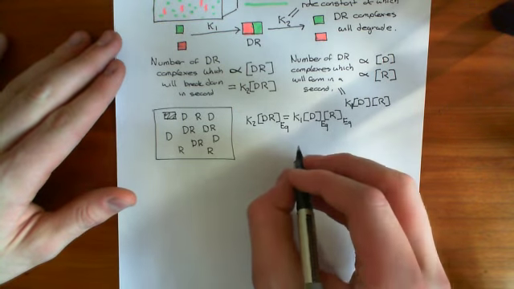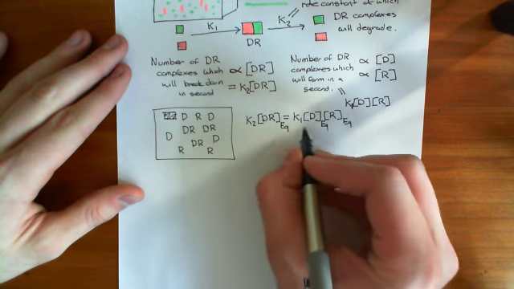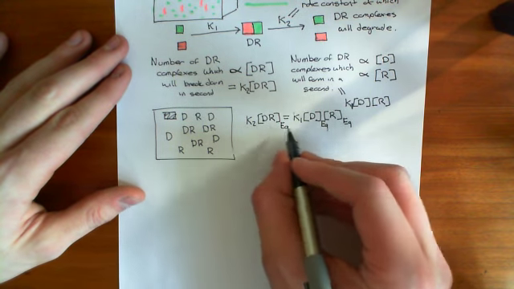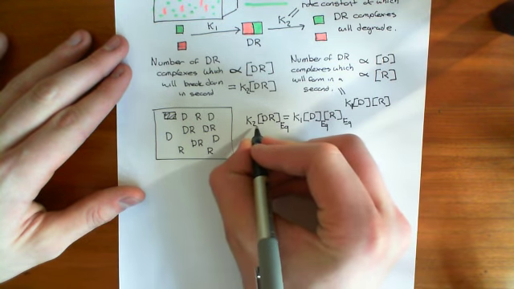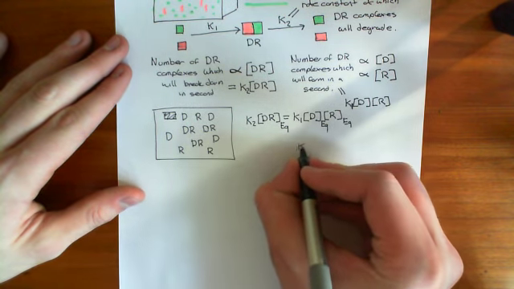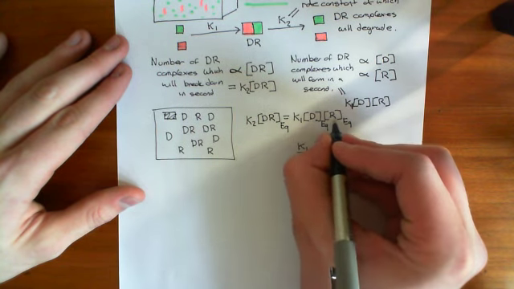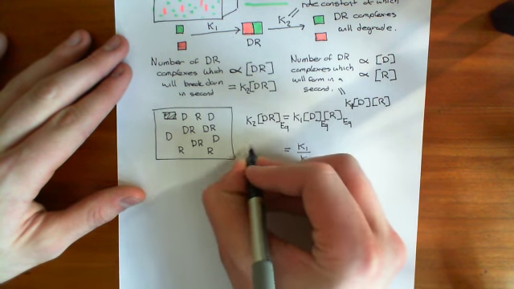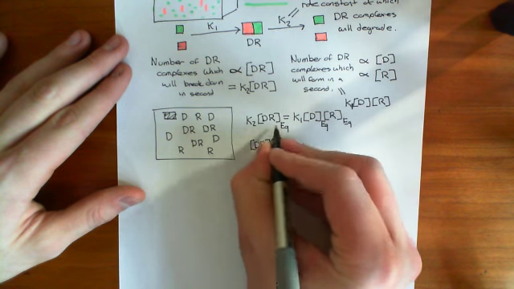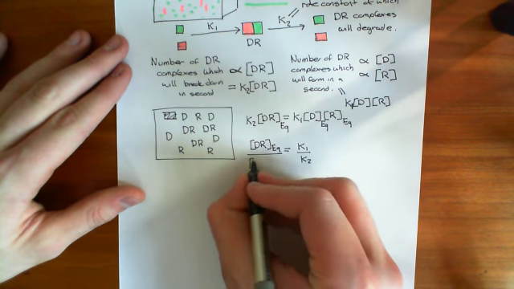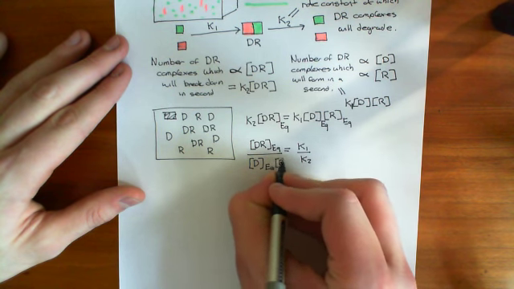So now all we need to do is take all the concentrations to one side and take these two constants to the other side. So we can rearrange this. We can divide through by K2, and on this side we'll get K1 divided by K2. Now we can divide through by the drug concentration and the receptor concentration at equilibrium, and on this side we'll get the drug receptor complex concentration at equilibrium, so this bit, divided by the concentration of drug at equilibrium times the concentration of receptor at equilibrium.